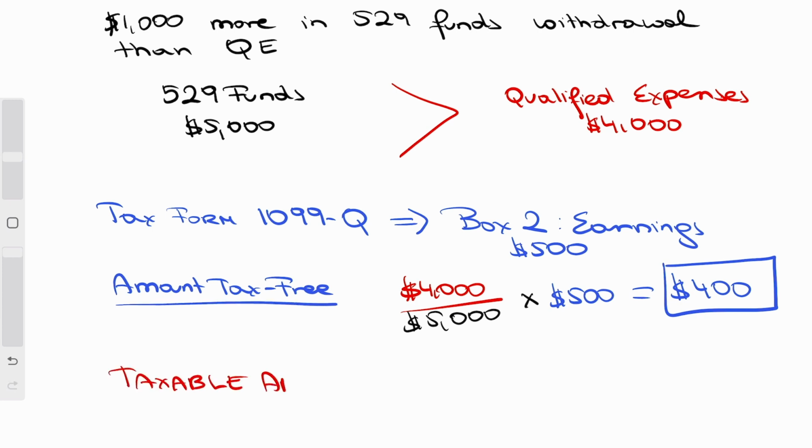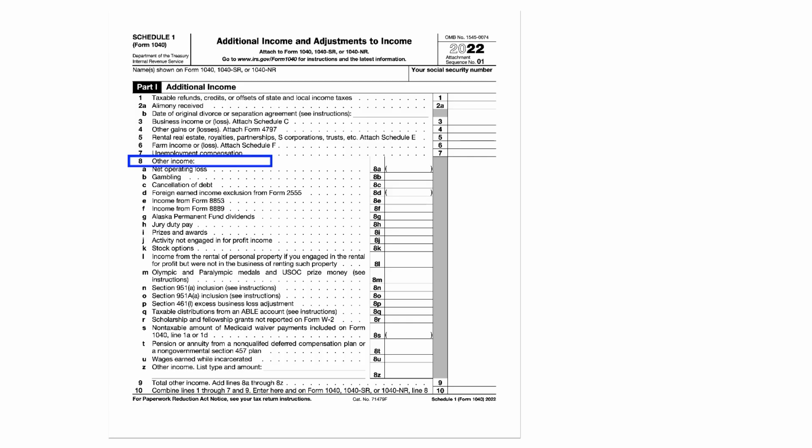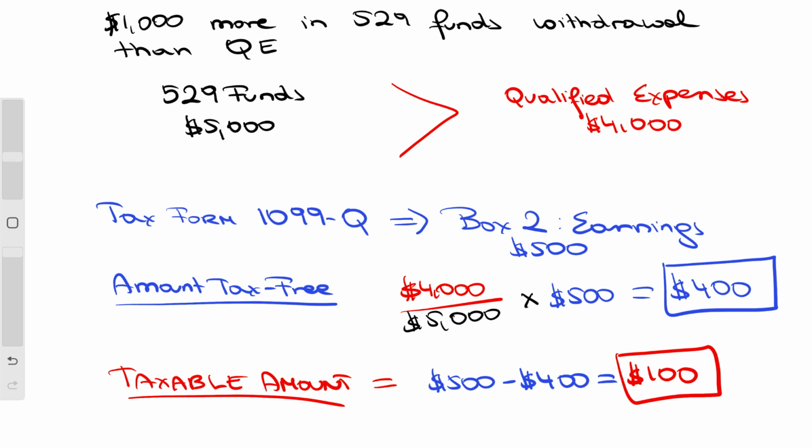Therefore, to find out the taxable amount, you take the earnings of $500 and subtract the tax-free amount of $400 to find out that $100 of your distribution is taxable and will need to be reported on your tax return, specifically Schedule 1, Form 1040, Line 8. One more thing though, is that taxable distributions are also subject to a 10% penalty.